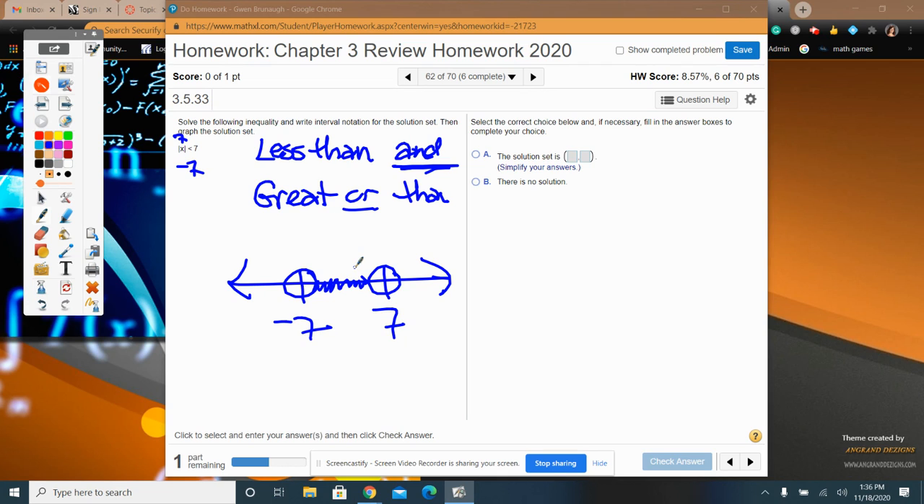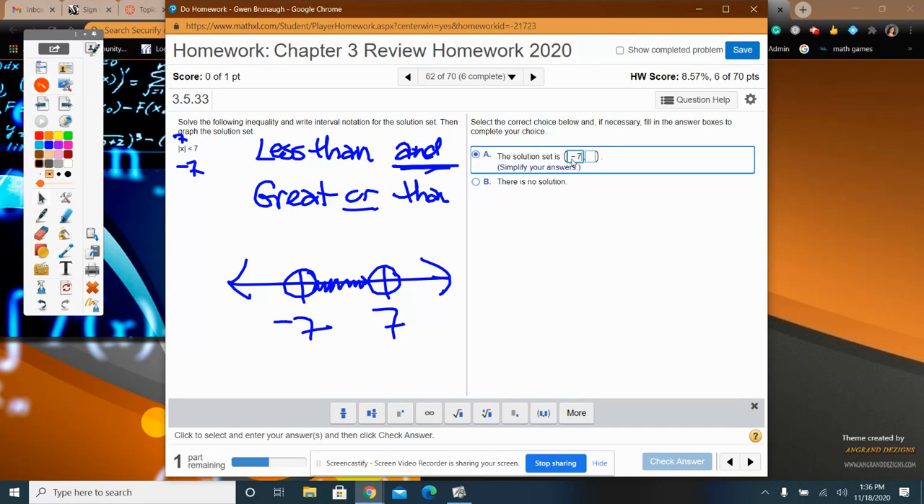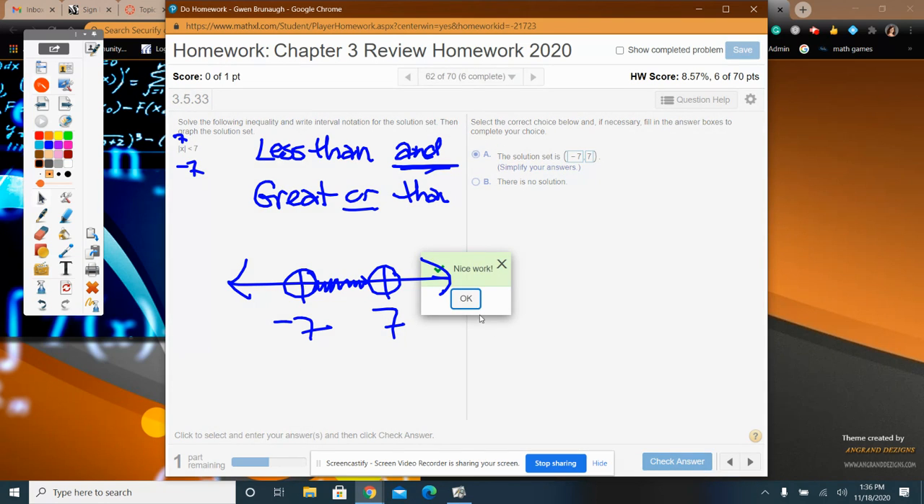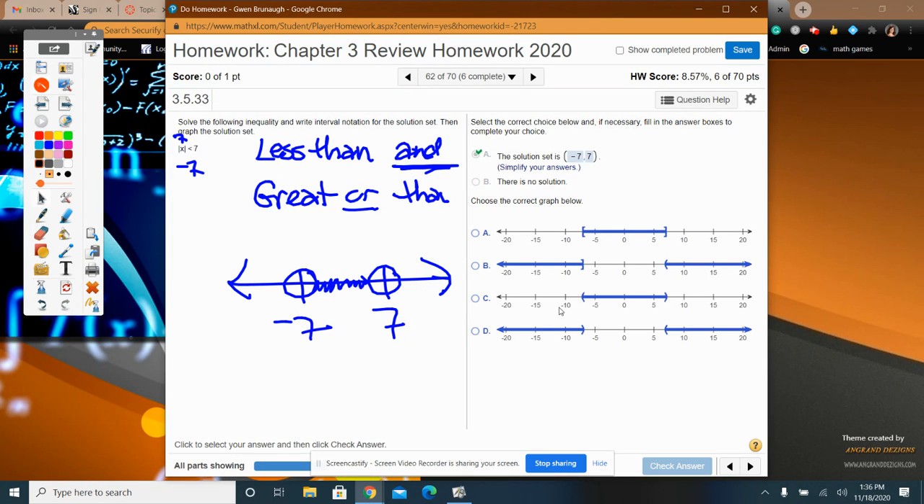So the graph is going to look like this. When you type it in, it's going to have parentheses because of the less than sign, you just put the small number first and then the big number second. Which one is the right graph? We just said it was the one that went from negative 7 to 7 with the parentheses, not the brackets.